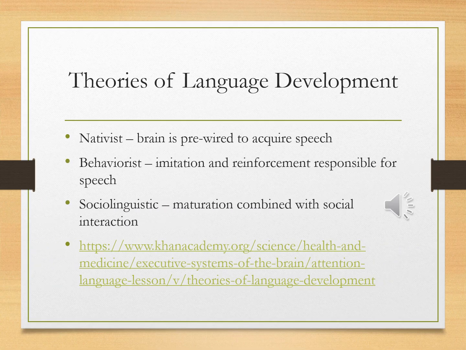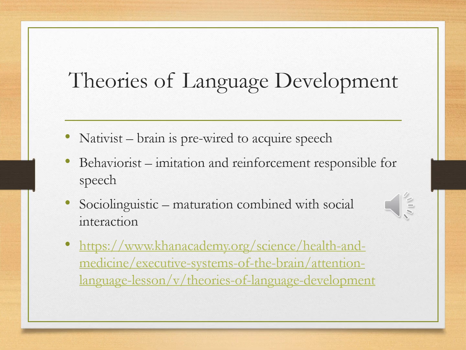There are 3 main theoretical orientations that go along with language development. One is nativist, or the nature side. The other is behaviorist, or the nurture side. And then there's sociolinguistic, which is a combination of nature and nurture. The Khan Academy video on this slide does a very good job of explaining these 3 theories of language development, but just very quickly to add on.